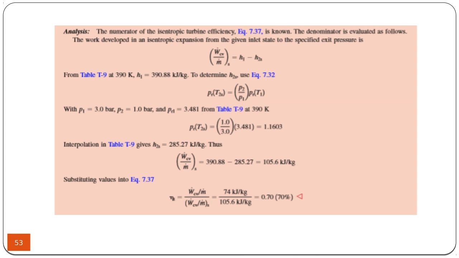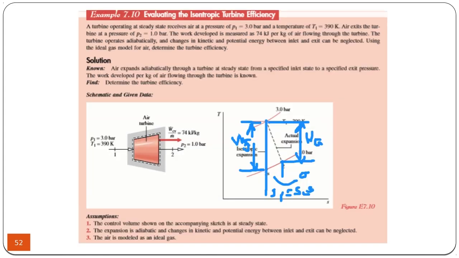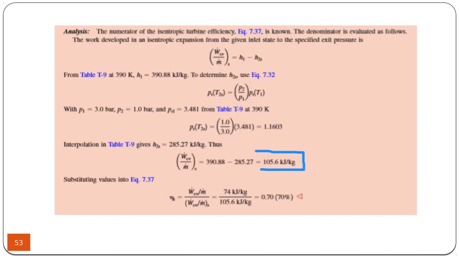So by using the air table, the PR values, we can calculate the work produced by this turbine isentropically. So the isentropic work is 105. However, in the beginning of the problem, it says that the actual work that the turbine produces is 74. So the actual divided by the isentropic will give you the isentropic efficiency. As you can see, it's a value less than 100%.